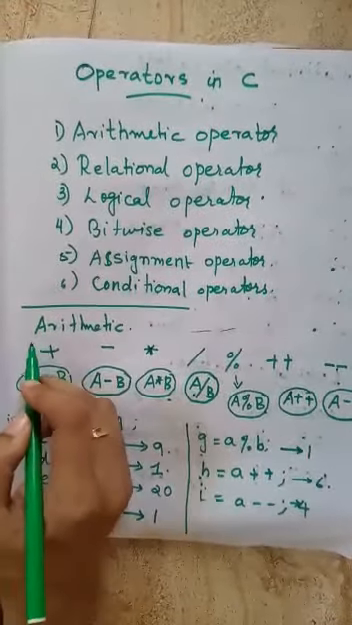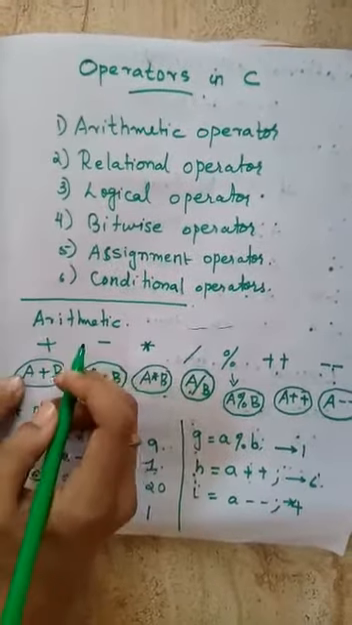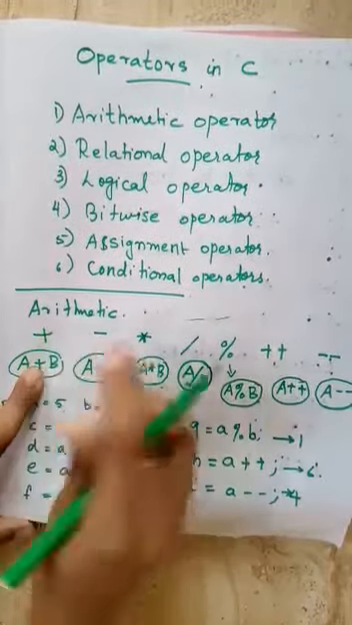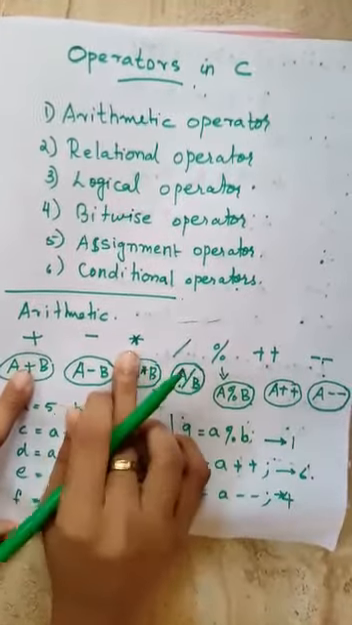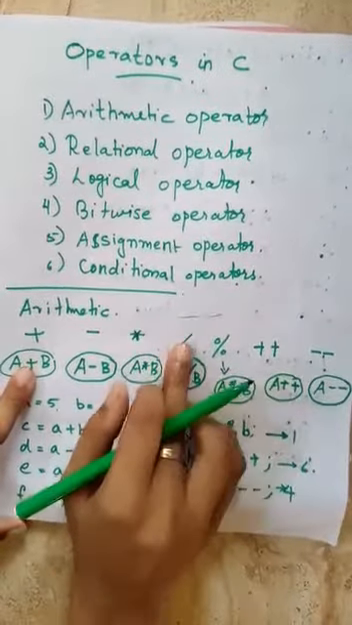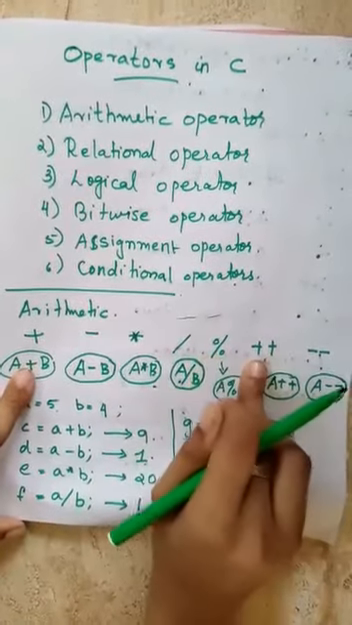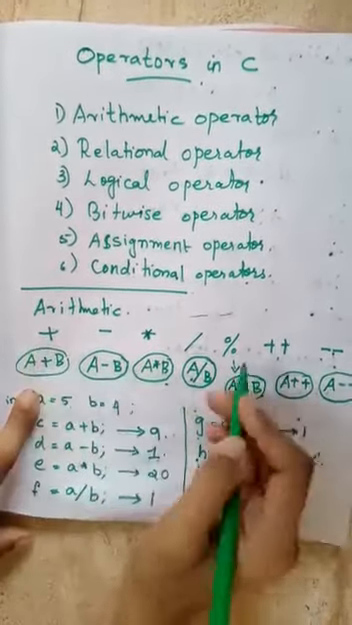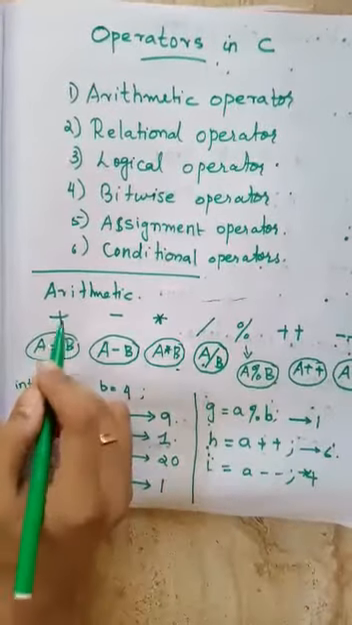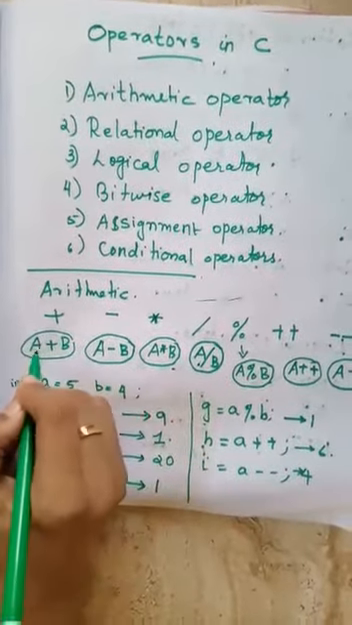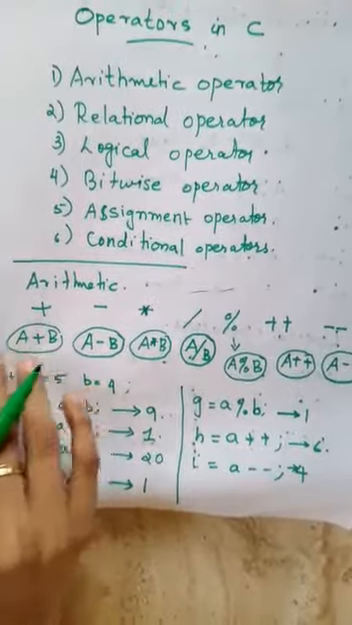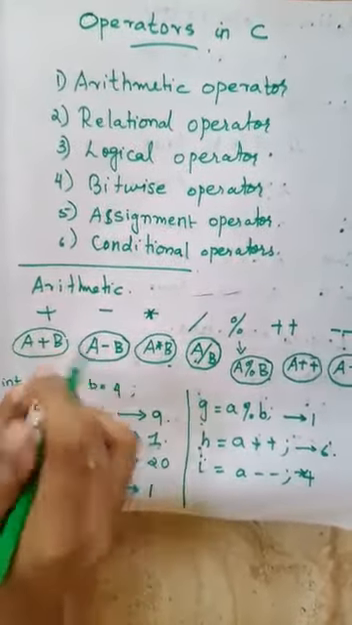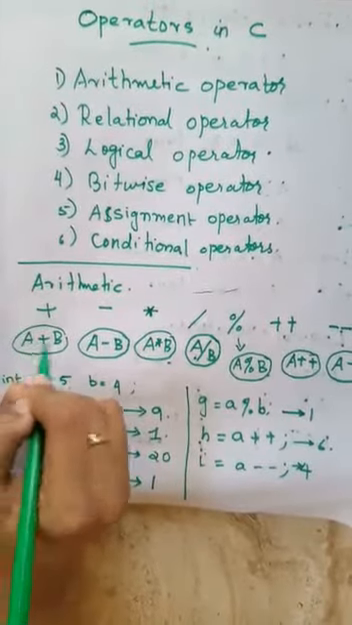So the first operator is the arithmetic operators. In arithmetic operators we have several operators like plus, minus, star for multiplication, slash for division, then modulus, then increment and decrement operators. So what do all these operators do? Taking the plus operator, as we all know, it is used to add the two operands. If one operand is A and another operand is B, A plus B will give the sum of these two operands.